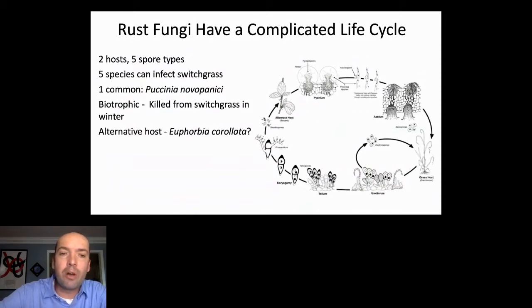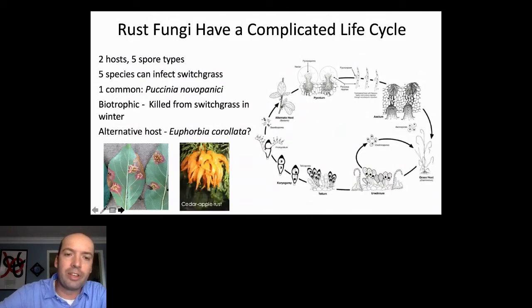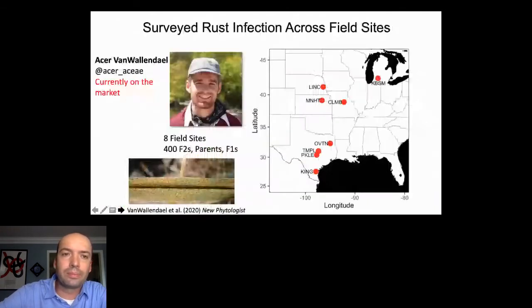And we actually don't know what the alternative host is for this rust species. We think it might be some kind of euphorb, but nobody's actually identified the alternative host. But we know it shows up on switchgrass every year and can cause a lot of damage, especially damaging the plants before harvest in the fall. So here are some examples of different stages of rusts.